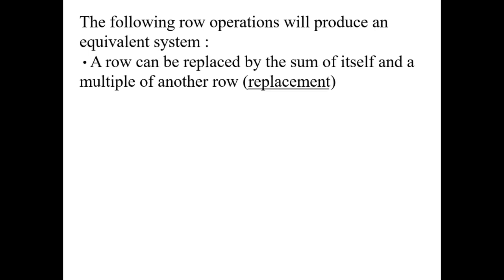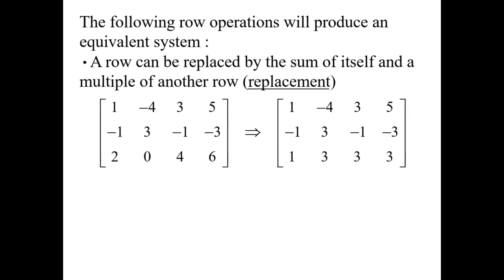The third one, and this is the one that we'll probably use most frequently: a row can be replaced by the sum of itself and a multiple of another row, and we call this replacement. So consider this example that we've been working with. First of all, please notice that the row that changed is the bottom row. Right? The bottom row is changed. And what I want to notice is that it looks like the bottom row, oops, sorry about that.